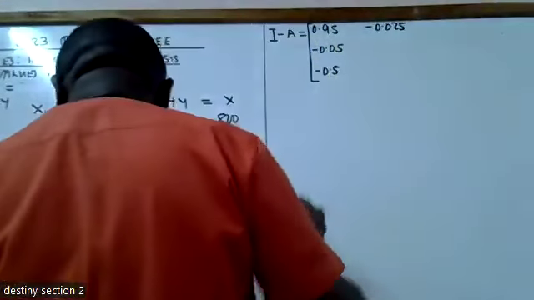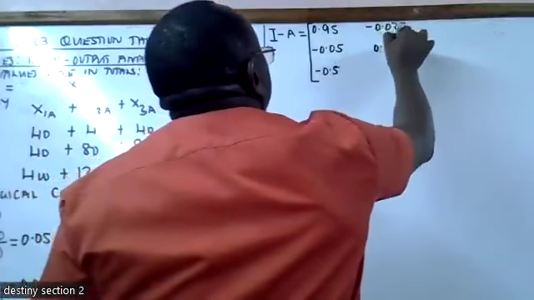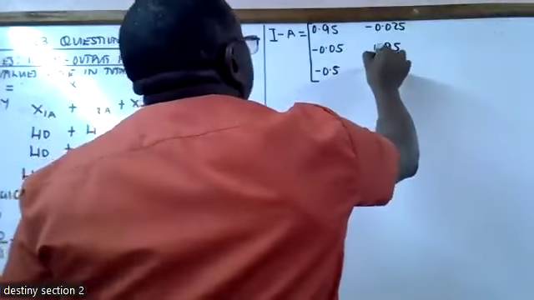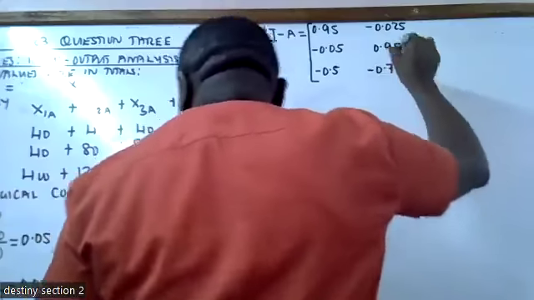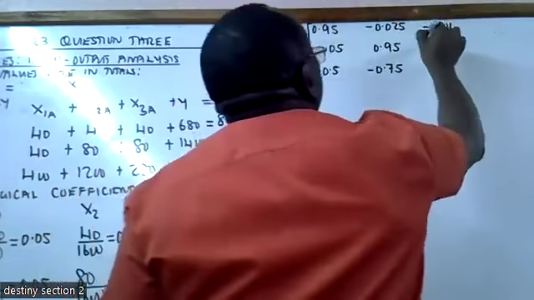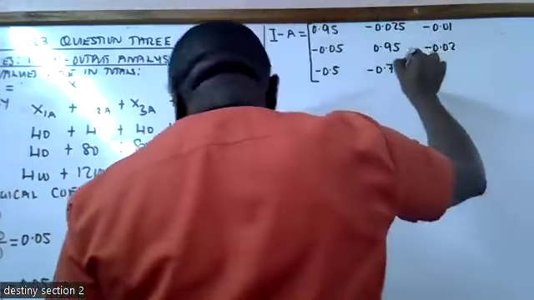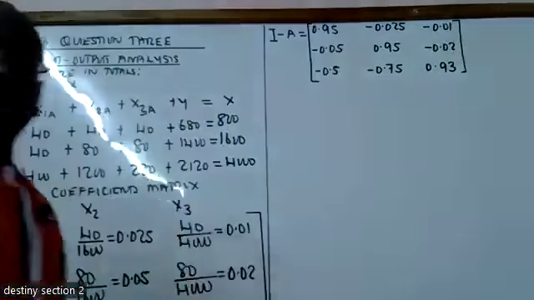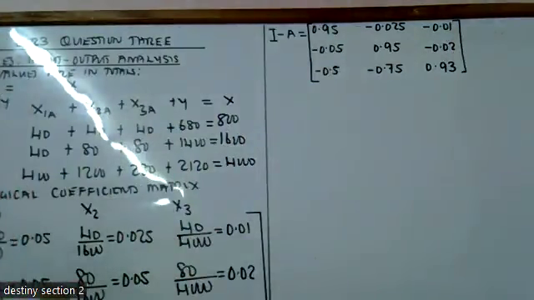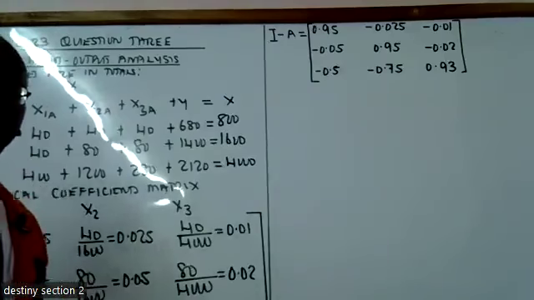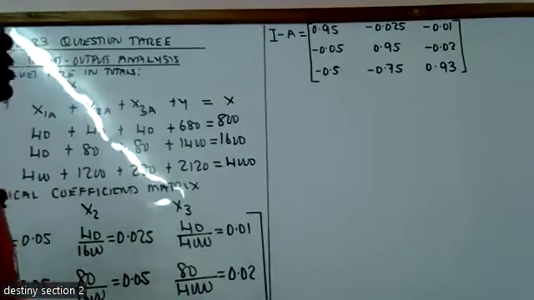0.025, then 0.95, and negative 0.75, then negative 0.01, negative 0.02, and 0.93. So I believe that we are okay up to that point when you subtract.